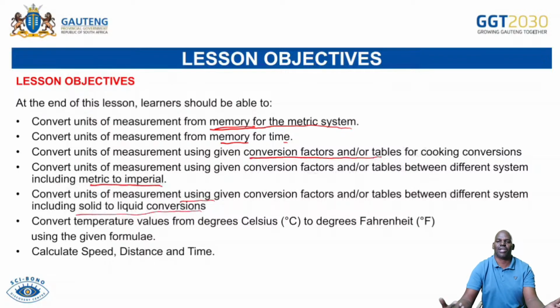Okay, they might say 1 milliliter of water is equal to 1 gram. Or 1 milliliter of water weighs 1 gram. So that is the solid to liquid.